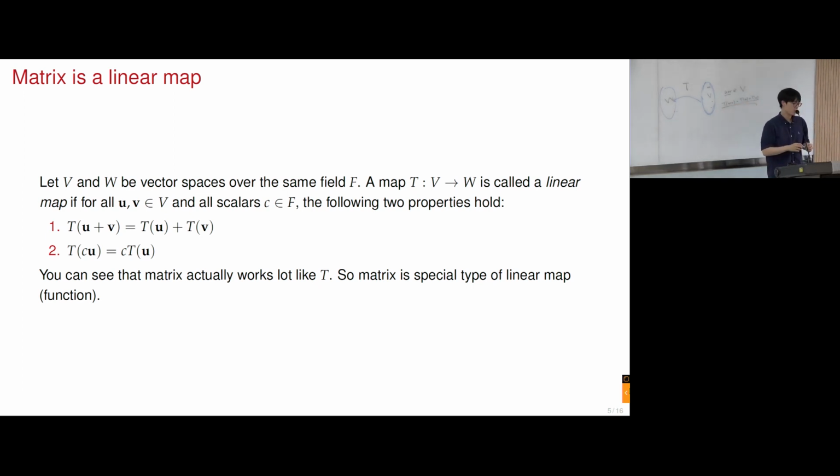And also the second one, which says T of cu is the same as c times T of u, right? So it's linear in the sense that you can multiply the vectors by a scalar before the transformation, before the mapping, or after the mapping. So you had u, you can do T of u, and then multiply by c. Or you can multiply it beforehand. You can go cu first, and then go T. They're going to be the same. And if there's a map that satisfies these two conditions, we call it a linear map.